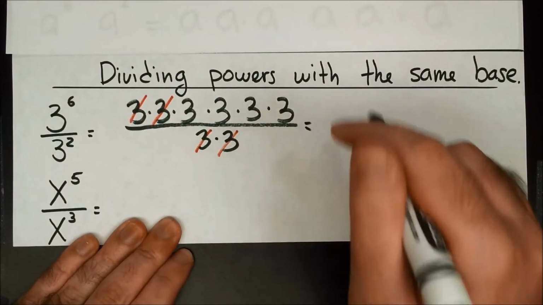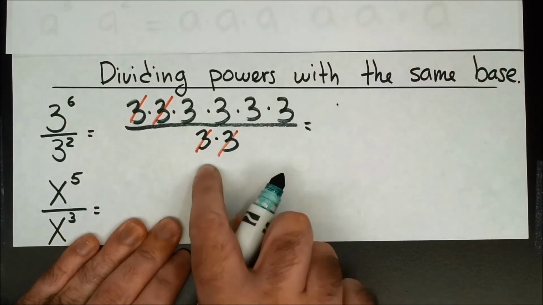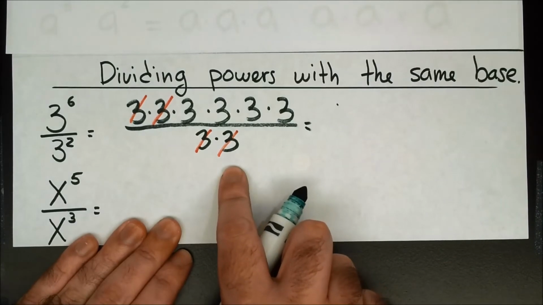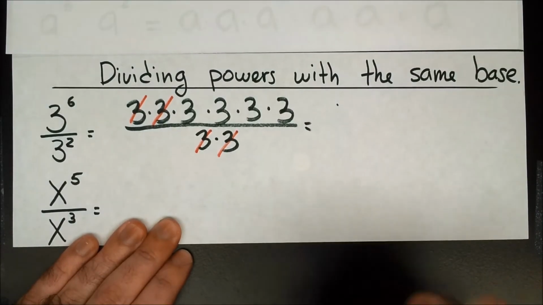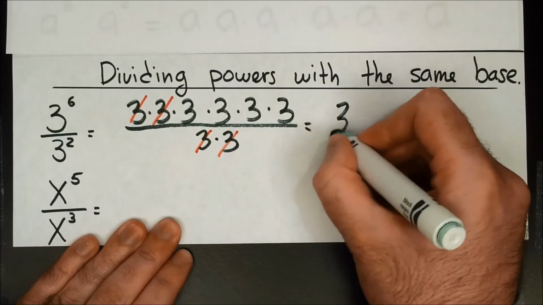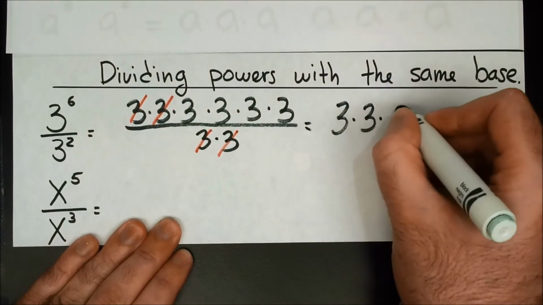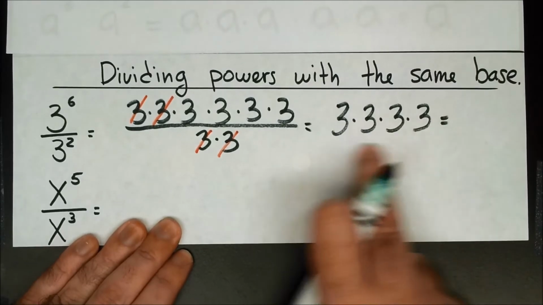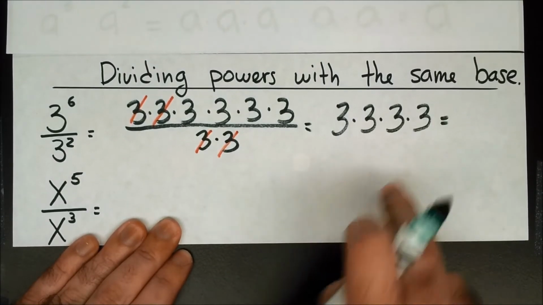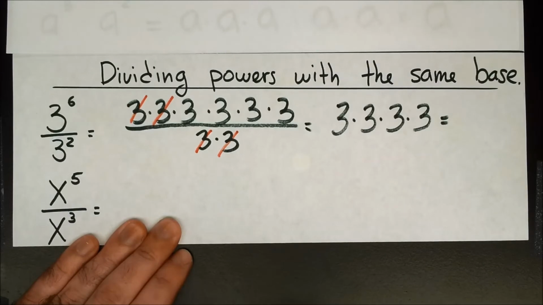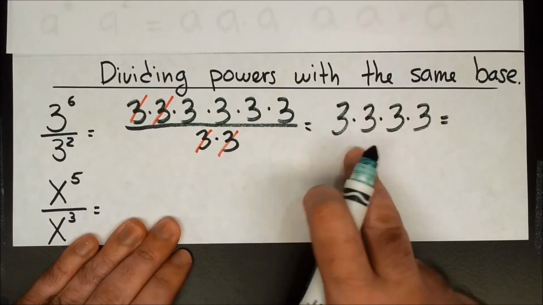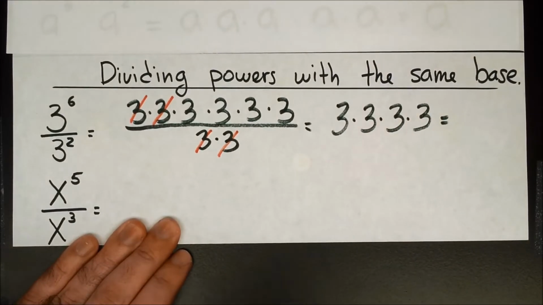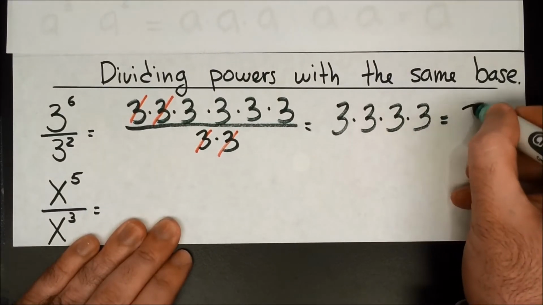1, 2, 3, 4. 4 of them. Do you have any 3's left in the denominator? No, the denominator is gone. So all you're left with is 3 times 3 times 3 times 3. And how can I write this as an exponential form? If you said 3 to the 4th power, because I have the base 3 being multiplied against itself 4 times, you would be correct.